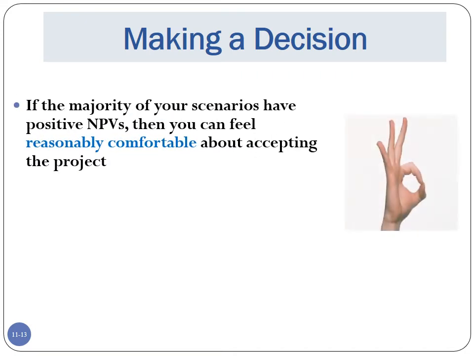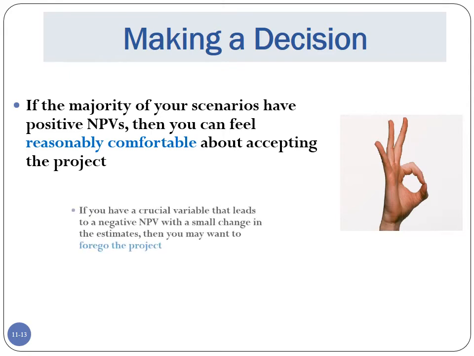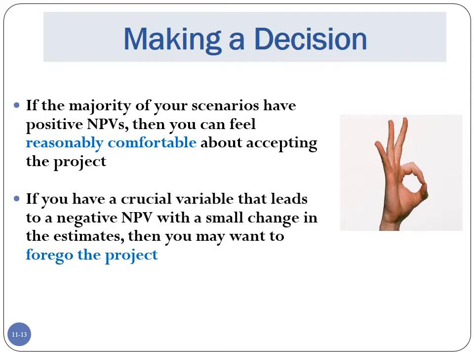So at some point, here are some good rules of thumb. If the majority of your scenarios have positive net present values, then you can feel reasonably comfortable about accepting the project. If you have a crucial variable that leads to a negative net present value with a small change in the estimates, then you may want to forego the project because the project will have too high a risk.